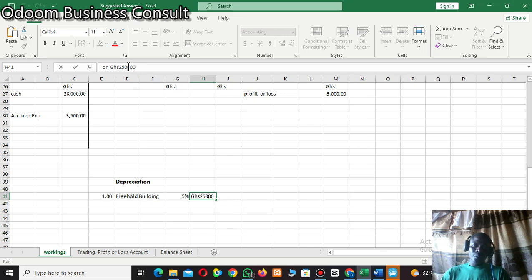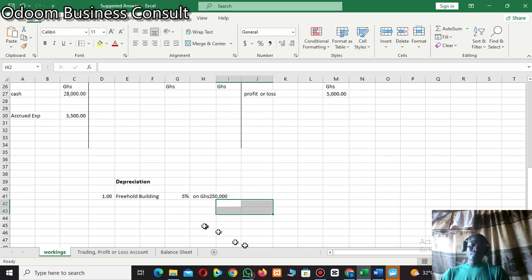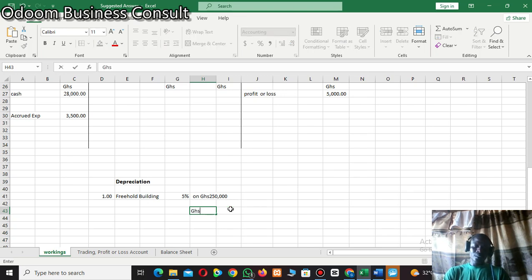250,000. So yeah, 250,000. So if you punch it on the calculator, what are we getting? So 5/100 times 250,000. We are getting 12,500 as a depreciation for that asset. 12,500 cedis. Okay, that's what we are getting.